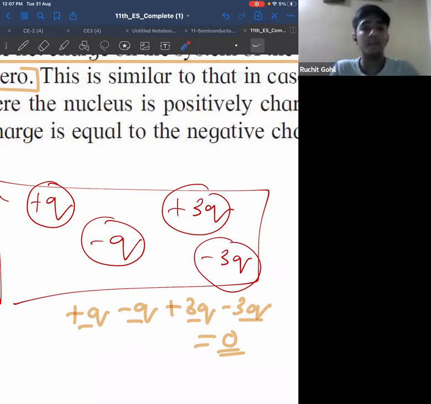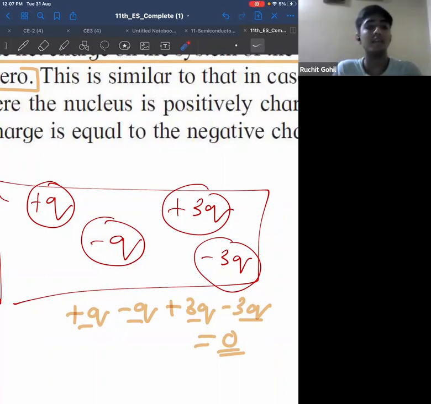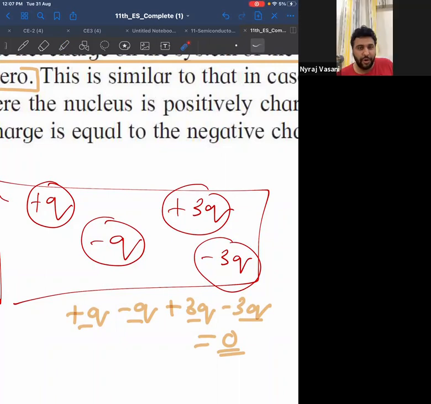Sir, will the zero have a unit? Over here, 0 coulomb. Yeah, you can write 0 coulomb. Will have a unit. That is true.